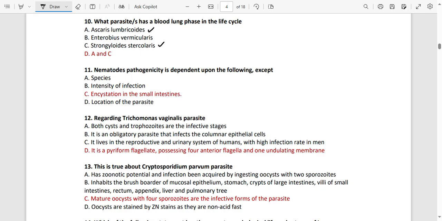Besides Ascaris and Strongyloides, also the hookworms, you know, Ancylostoma duodenale and Necator americanus. Those guys as well are involved in causing Loeffler syndrome because they go to the lungs.